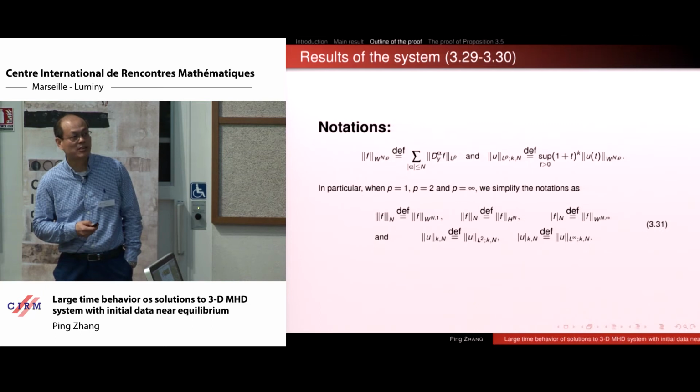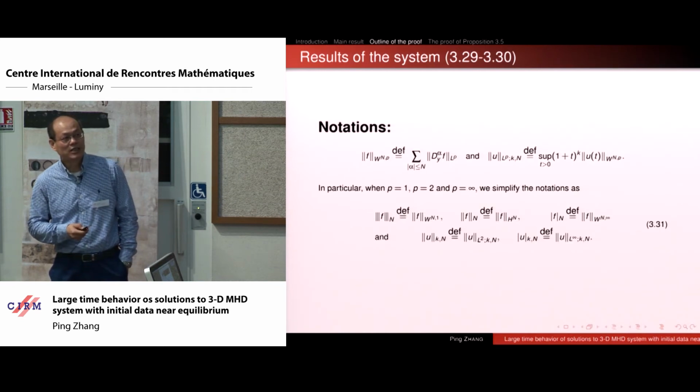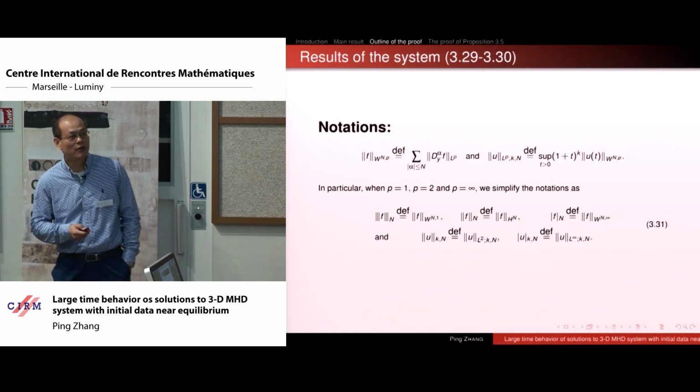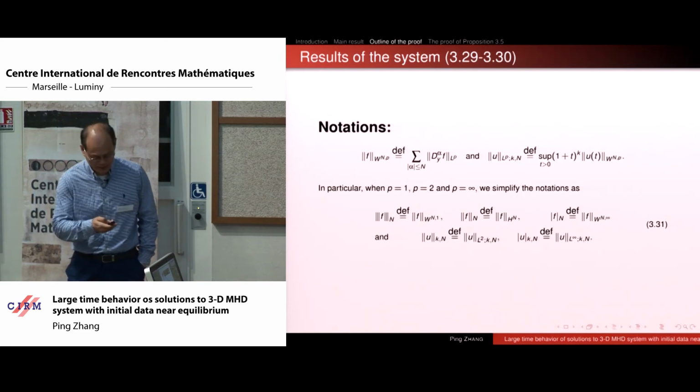notation as follows. This W^{n,1} norm denotes the W^{n,1} norm. This 2-line norm of f of n denotes this H^n norm of f. And this 1-line norm of n denotes the W^{n,infinity} norm of this f. And this 2-line norm of k,n denotes this H^n decay of this u with decay rate minus k. And this 1-line u,k norm denotes this W^{n,infinity} norm decay with rate minus k.